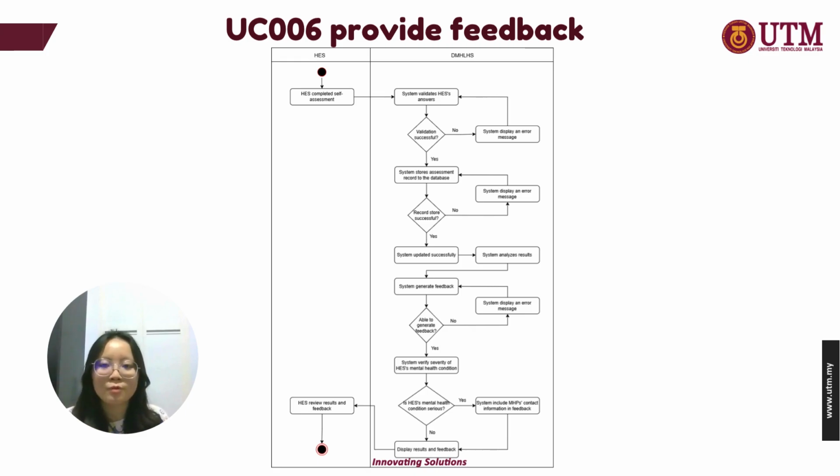This is the activity diagram of use case 6, provide feedback. As we explained at the previous slides, this activity diagram shows how the system validates and generates feedback for students.